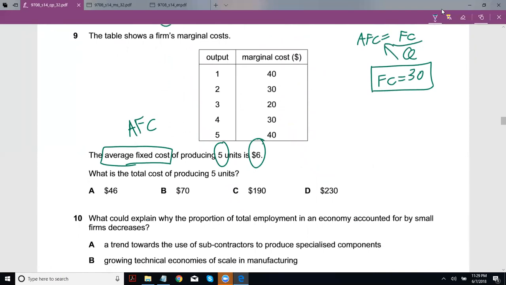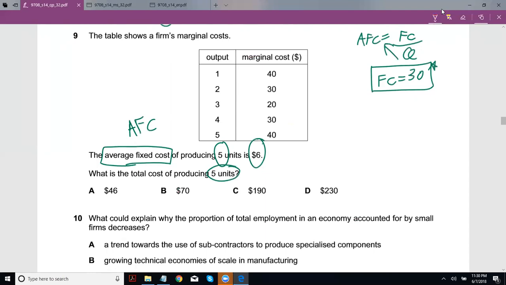Now, this is your total fixed cost, and they want the total cost of producing 5 units. So this is your fixed cost right there. Now we just have to calculate your total variable cost. Your marginal cost is basically the additional cost of producing an output, so it's independent of fixed cost. Fixed cost is there, and marginal cost is the cost that's going to add on to that for every single output.